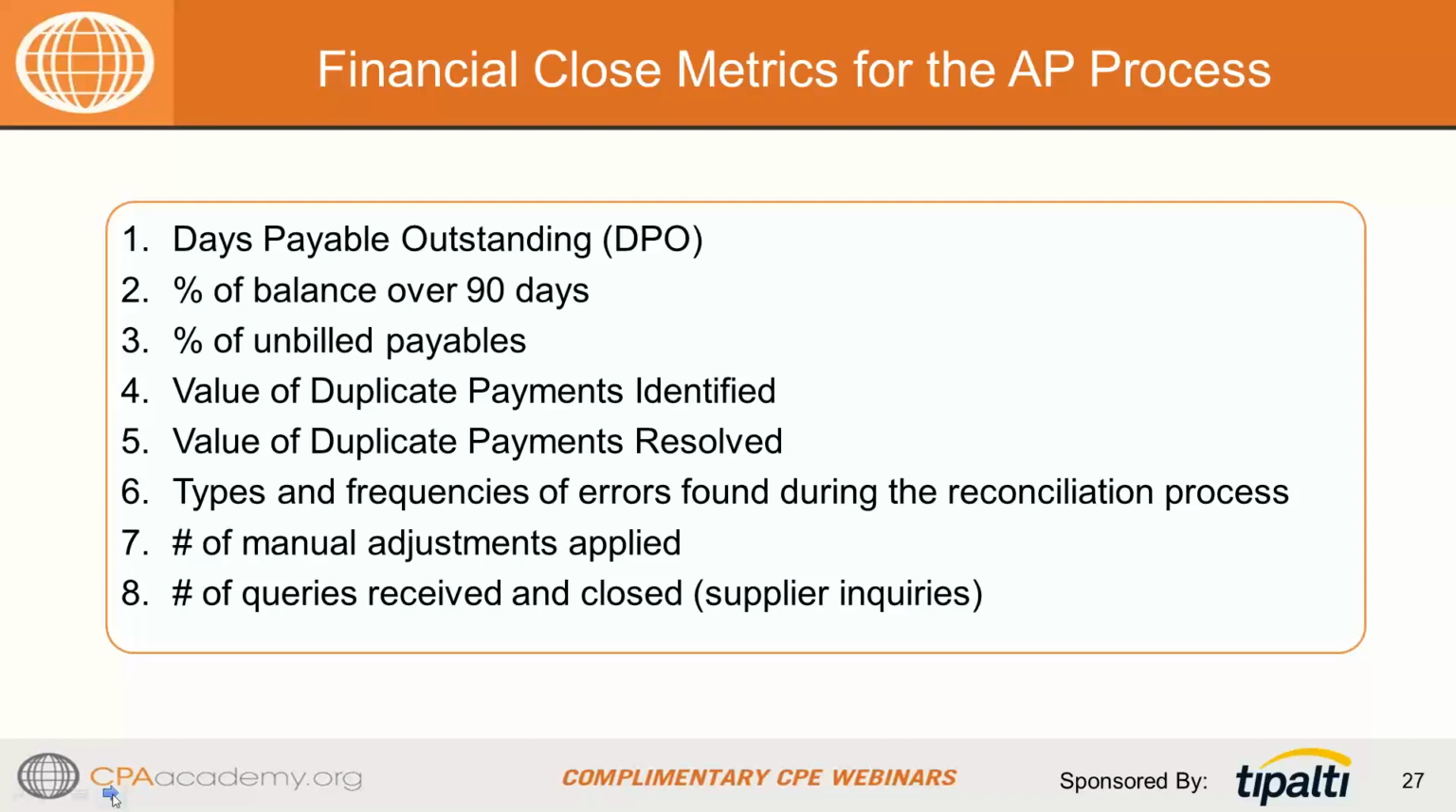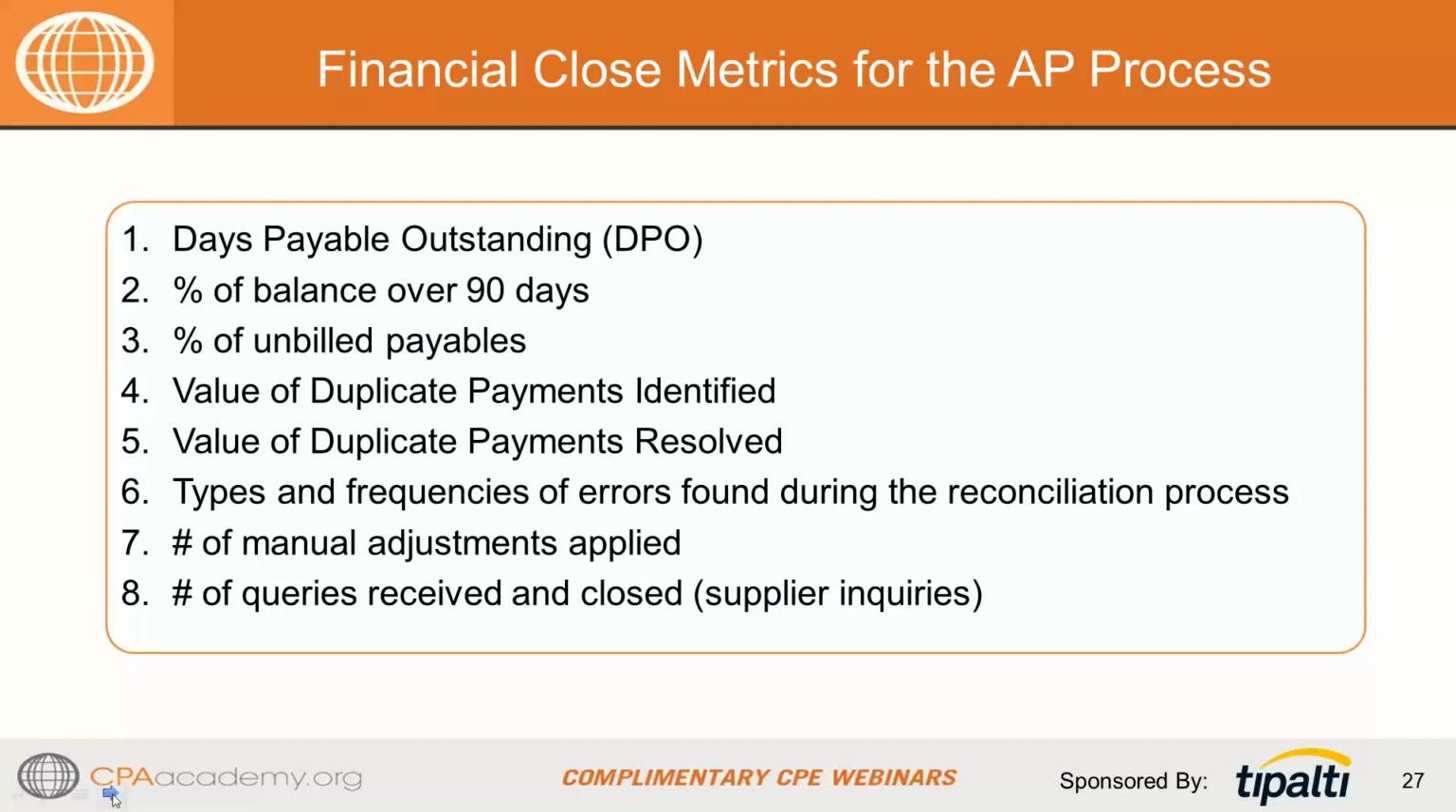All right, if we take a look at what are some metrics for the AP process to take a look at, and this is related again to the financial close as well as the overall performance of AP. And we have 8 that are considered best practices. The first one is days payable outstanding. The second one is percentage of balances over 90 days, percentage of unbilled payables, value of duplicate payments identified, value of duplicate payments resolved. Number 6 are types and frequencies of errors found during the reconciliation process.